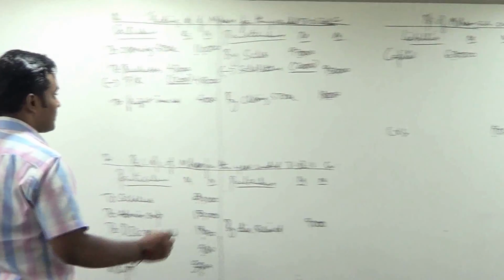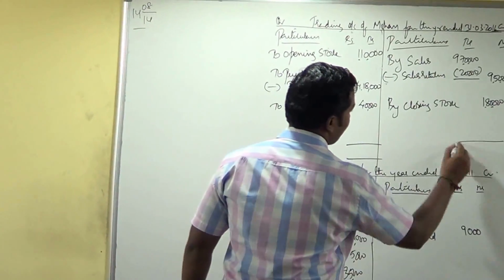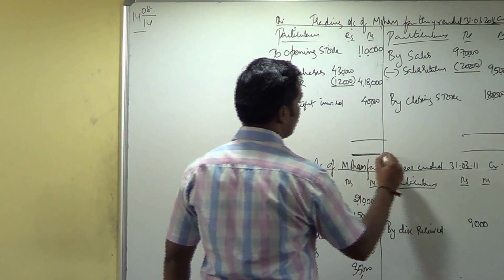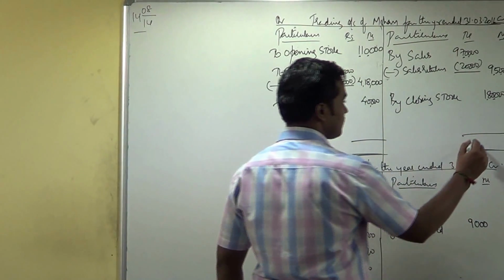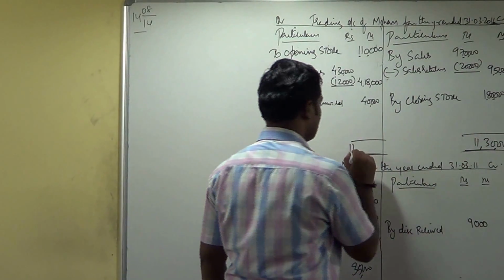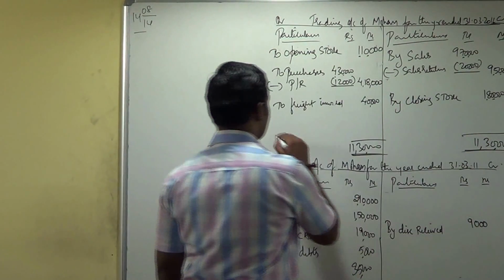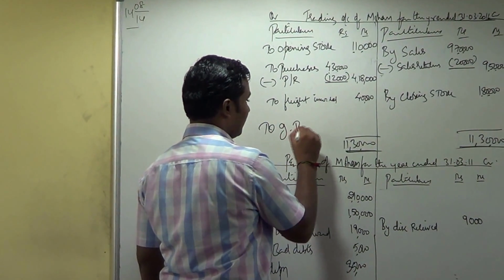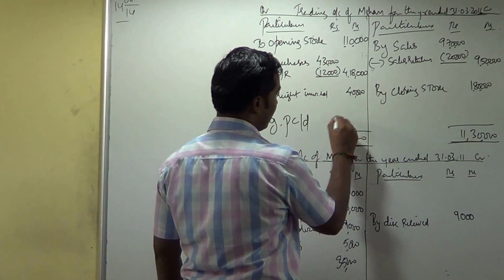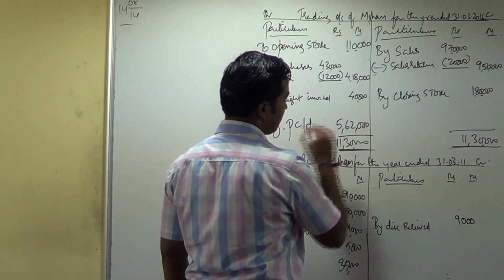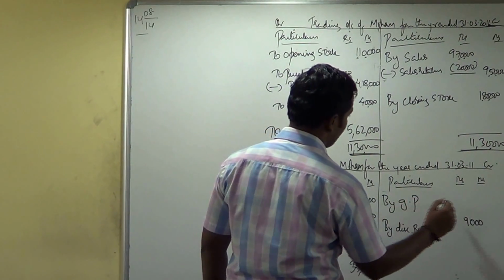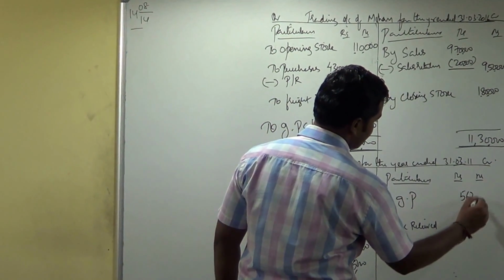Now let us find the gross profit. Total, first of all, credit side: 11,30,000. 11,30,000 is the total. On the debit side you write to gross profit carried down. How much? 5,60,000. By gross profit brought down, 5,62,000.